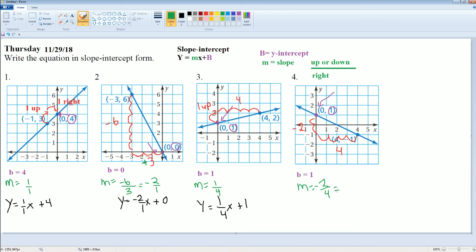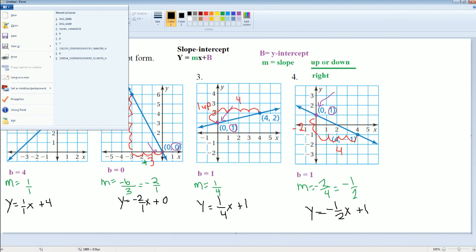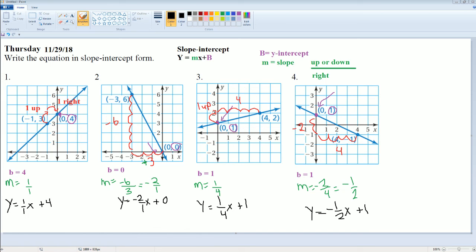Which can be simplified to 1/2. 2 over 4 can be simplified into 1/2. But remember, this is a negative 2, so it's still a negative here. Okay? Alright. So y is equal to, put in the slope, negative 1/2. Put in the x at the y-intercept, plus 1. There you go. We wrote all the equations for all 4 graphs in slope-intercept form. Alright, there you go. Those are all your homework solutions.